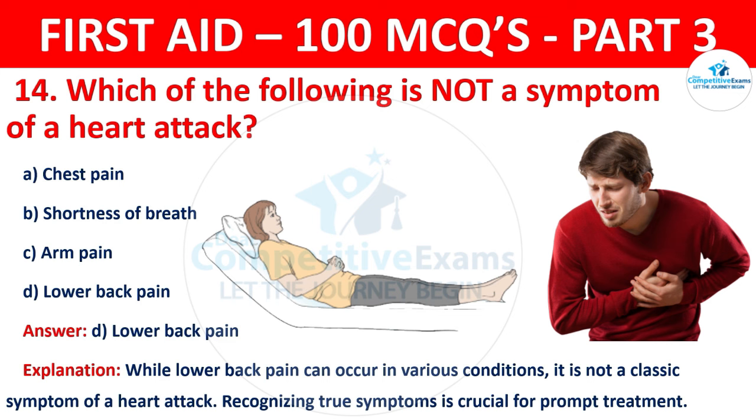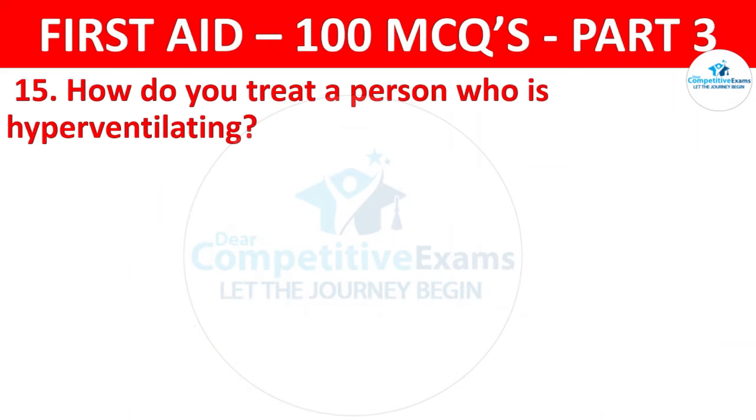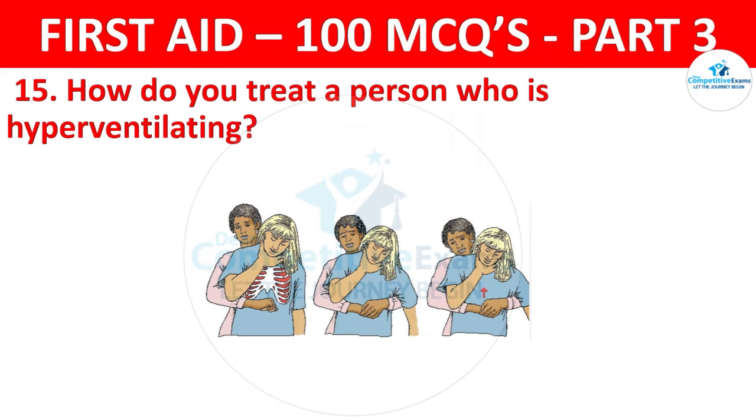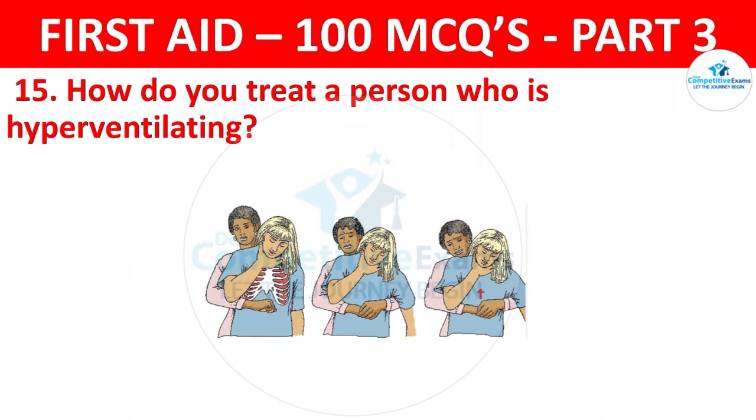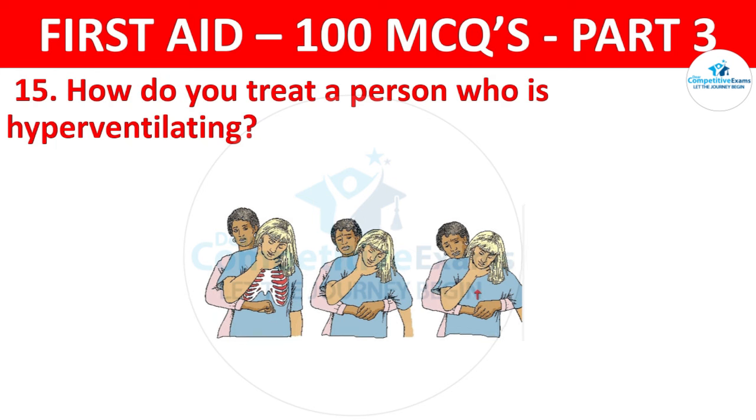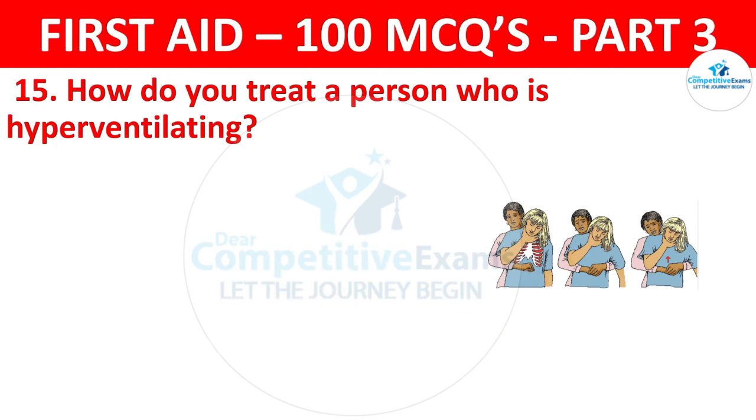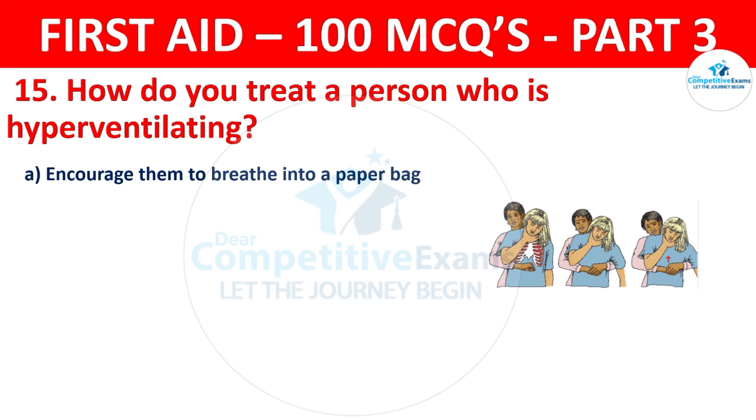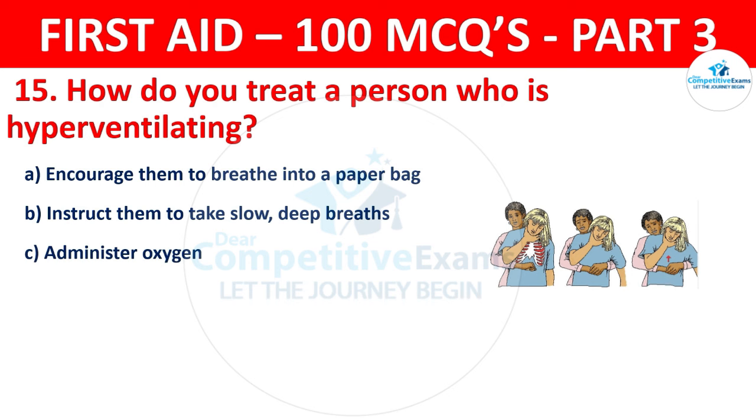Question number 15. How do you treat a person who is hyperventilating? The options are: encourage them to breathe into a paper bag, instruct them to take slow, deep breaths, administer oxygen, or elevate their legs.